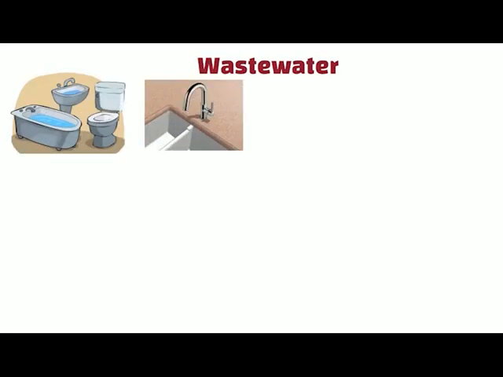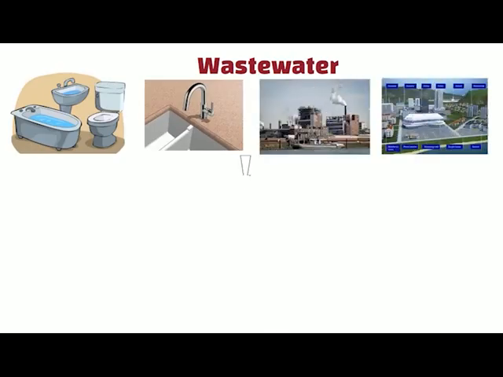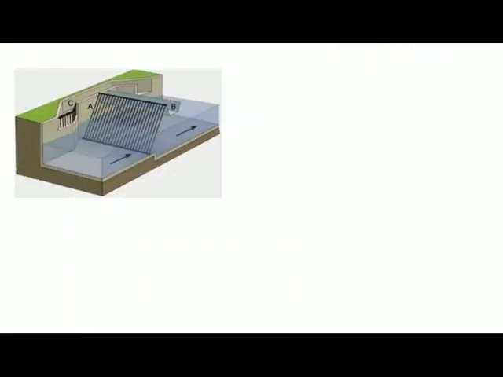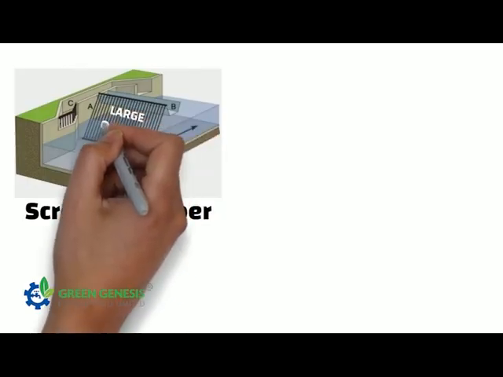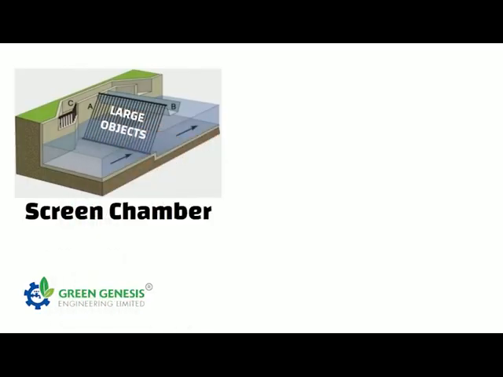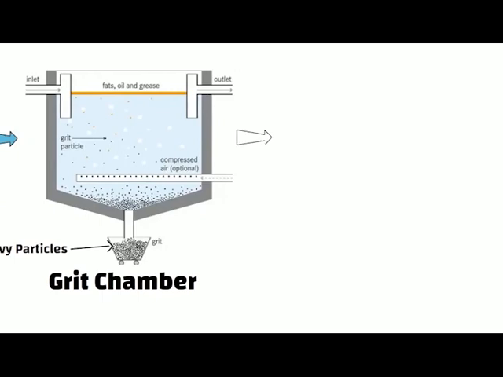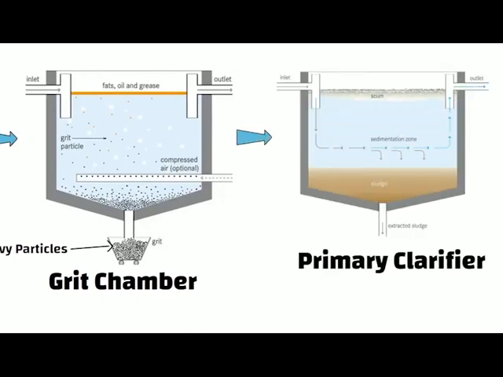Hello friends, wastewater collected from toilet, bathroom, kitchen, industrial and commercial waste flows through the pipes to the sewage treatment plant. At the sewage treatment plant, the wastewater is screened in screen chamber to remove large objects. Then it passes through grit chamber where heavy particles are removed. After that, water flows into primary clarifier where solid materials and floating materials like oils and grease are removed.